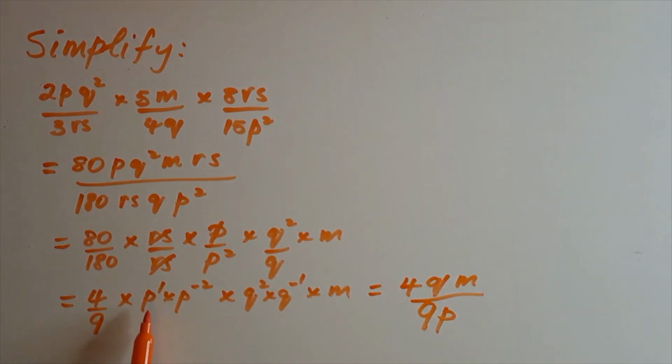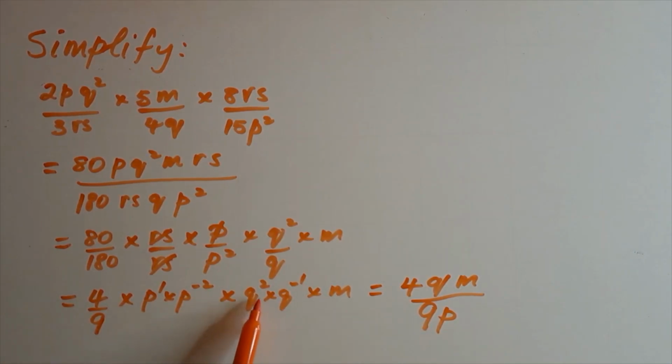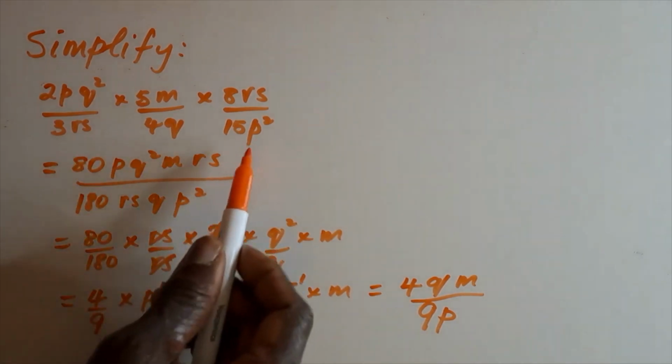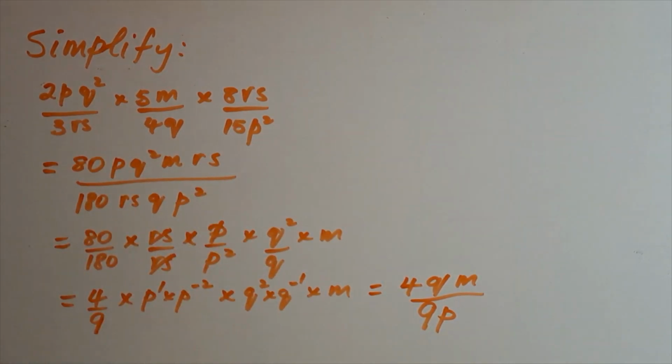Just to recap, we cancel here to get p, because we add the index 1 to minus 2, we get minus 1, which is 1 over p. And we have p there, 1 over p here. Q to the second power times q to the minus 1, we add indices here. We end up with q to 1, which is in the numerator. And m stays as it was at the beginning. So our solution of the simplified version of this is 4qm divided by 9p.